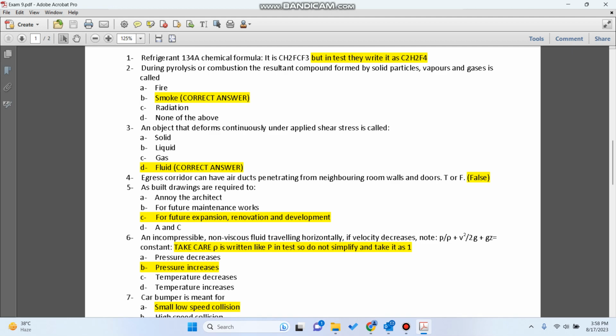Question number 2. During pyrolysis or combustion, the resultant compound formed by solid particles, vapors, and gases is called smoke. Definitely, that's the correct answer. Smoke.